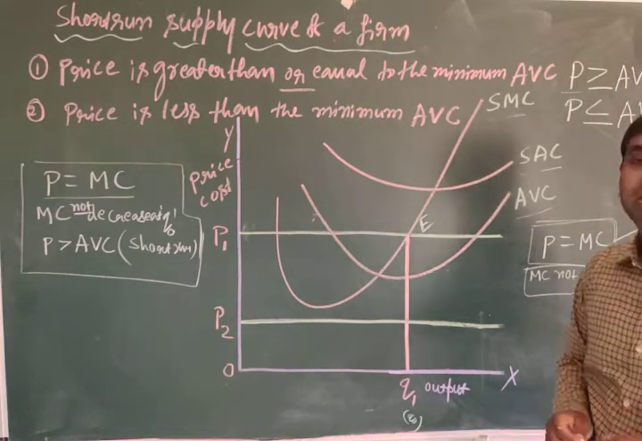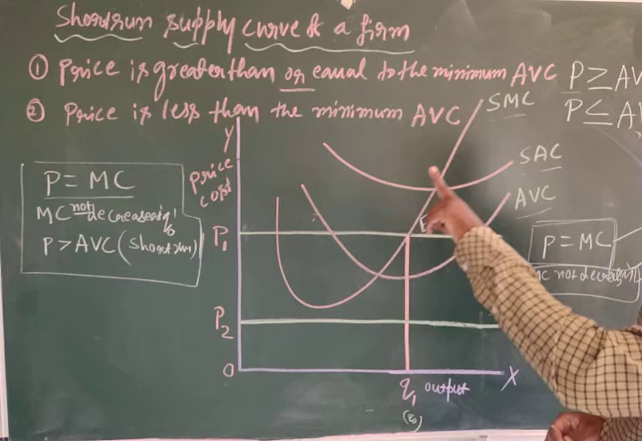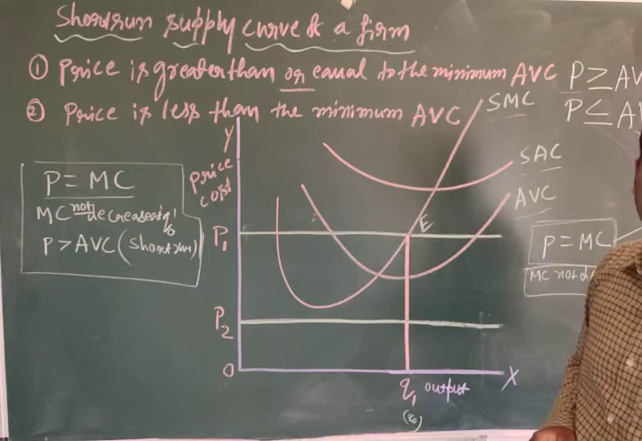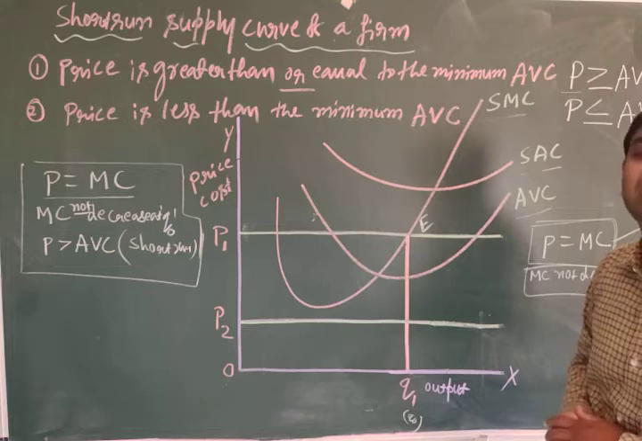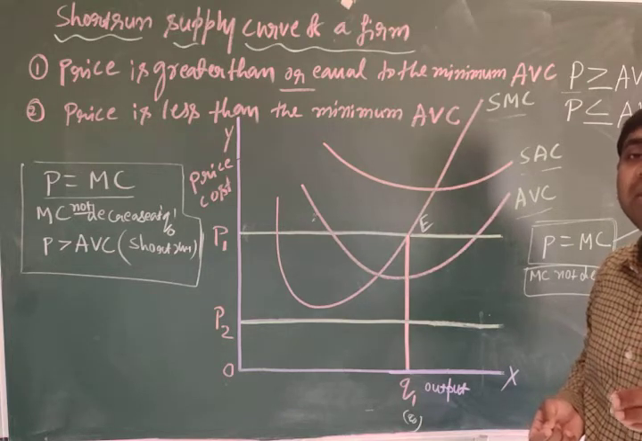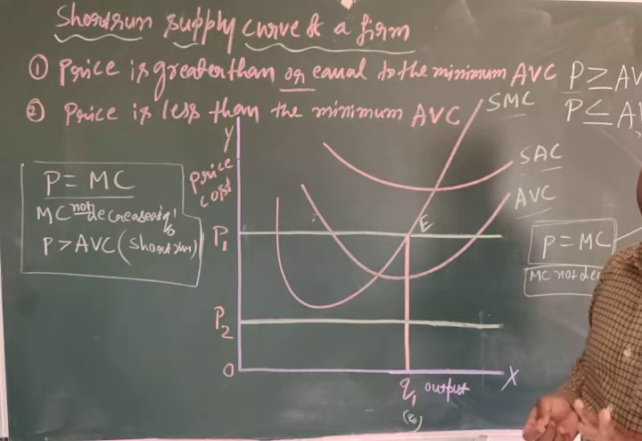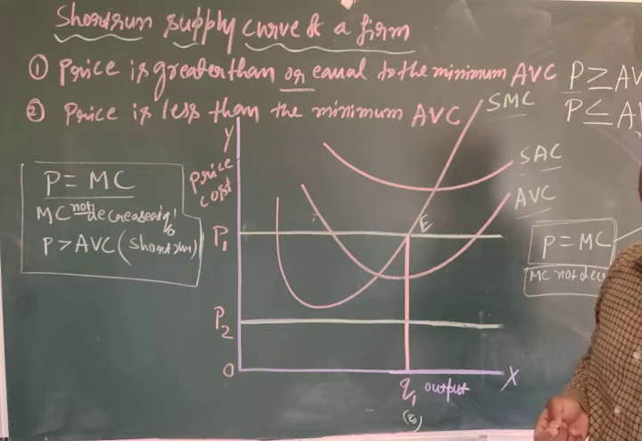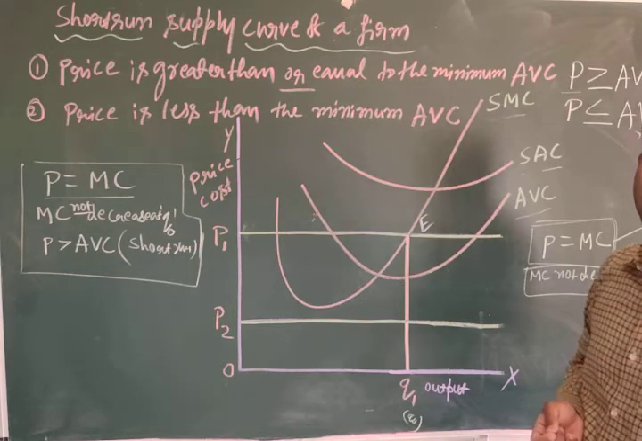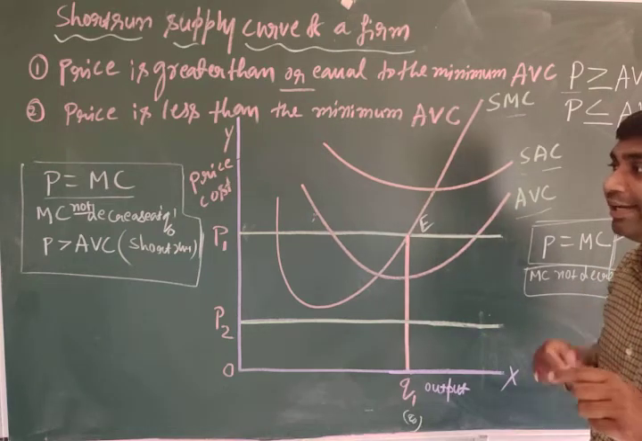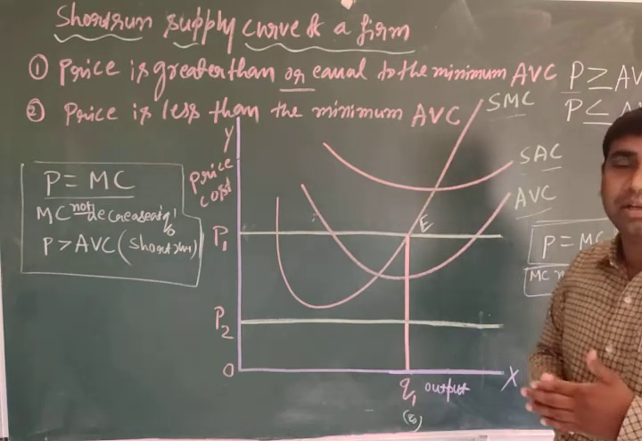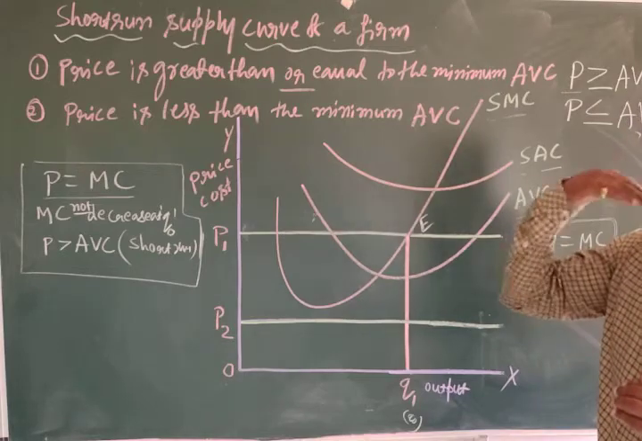Right. Third one, price should be greater than AVC. AVC means average variable cost. Average variable cost means the expenses incurred per unit of output. Okay, that is average variable cost. So here the price should be greater than AVC.